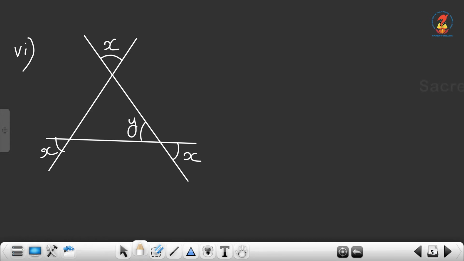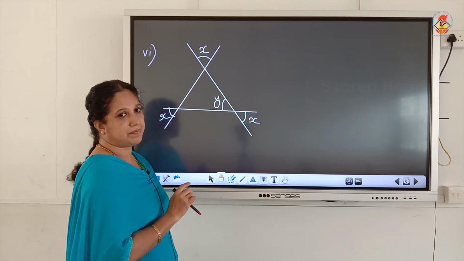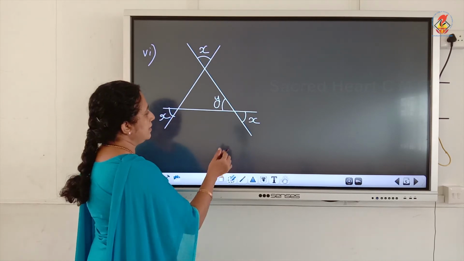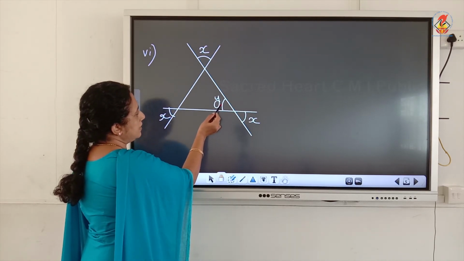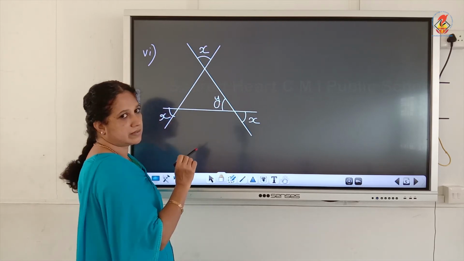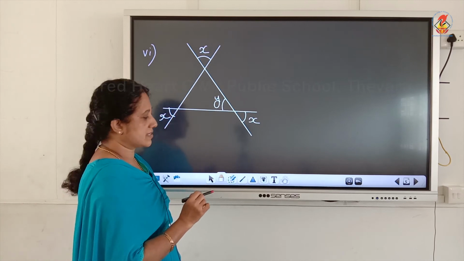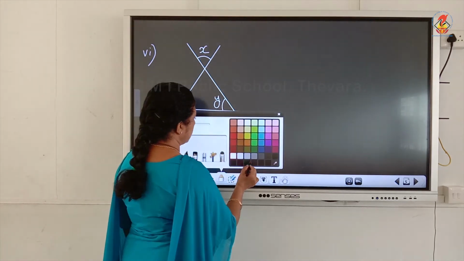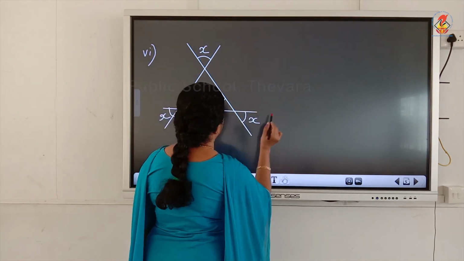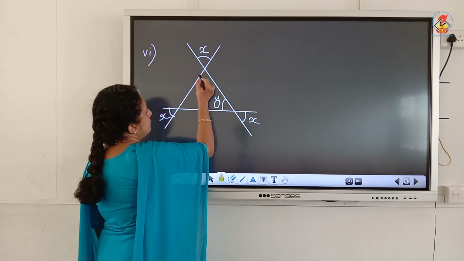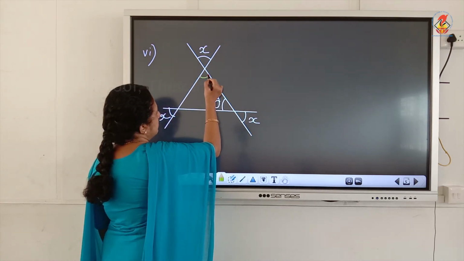Now, next question. Now, the triangle is given, and here one of the interior angles is given as y, and what about the other two interior angles? Now, can you say what is the measure of this angle?